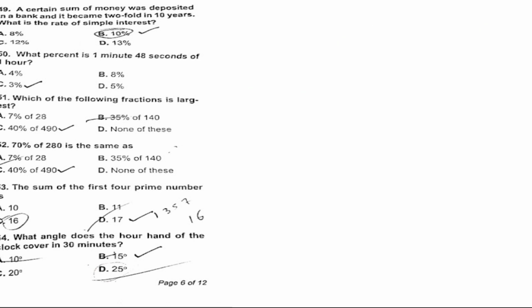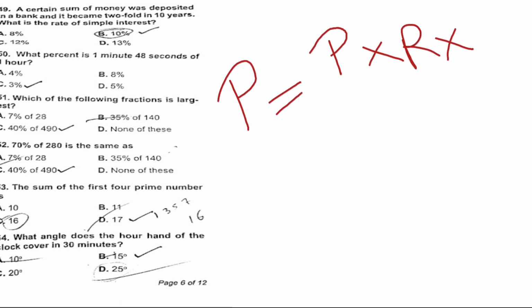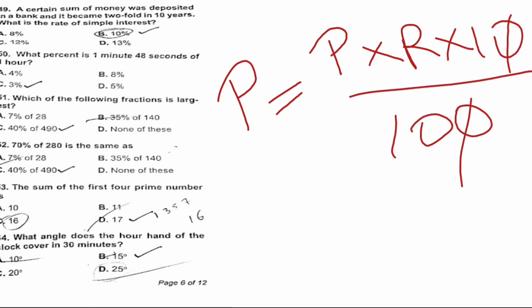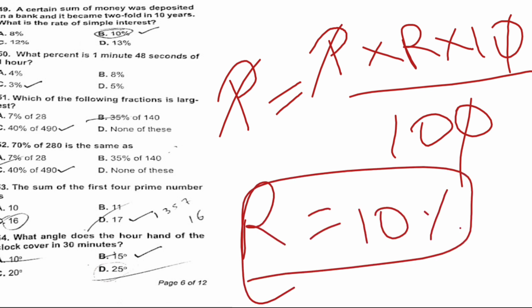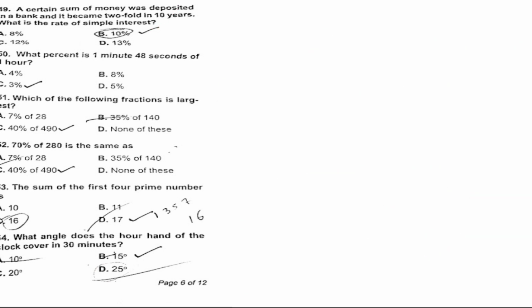So now the simple interest here we saw just now that interest is P. Money we are putting in the bank is P. Rate we have to find. Time given here is 10 years divided by 100. So cancel, R is equal to 10%. Is it there in the option? Yes, it is. Moving to next.